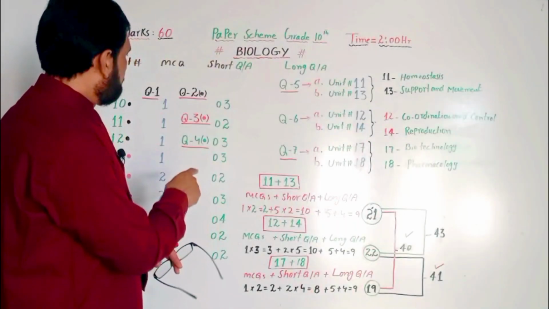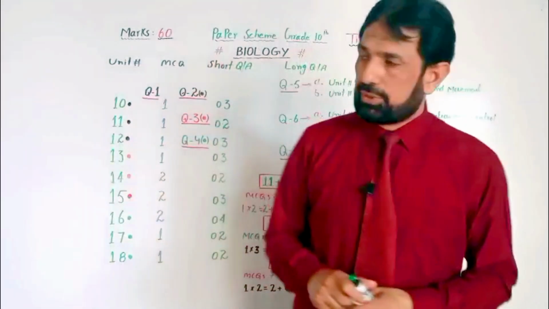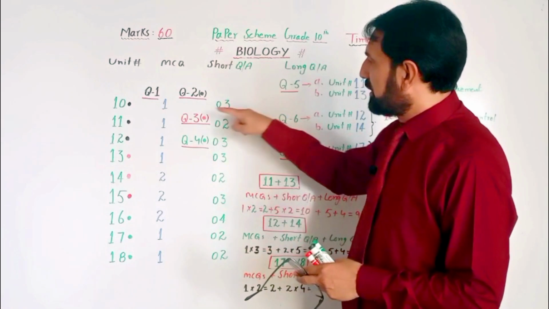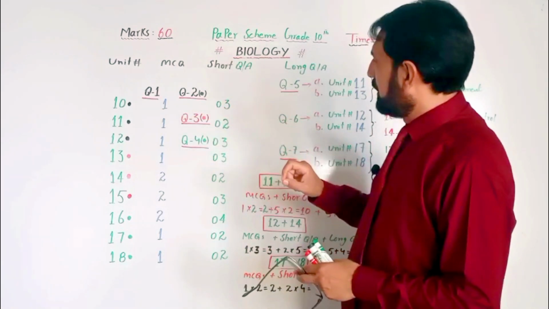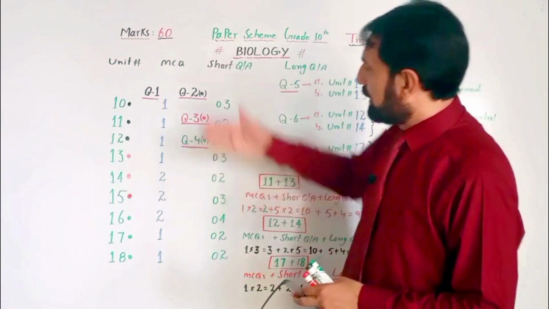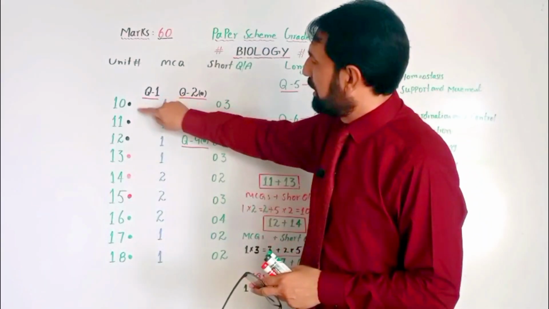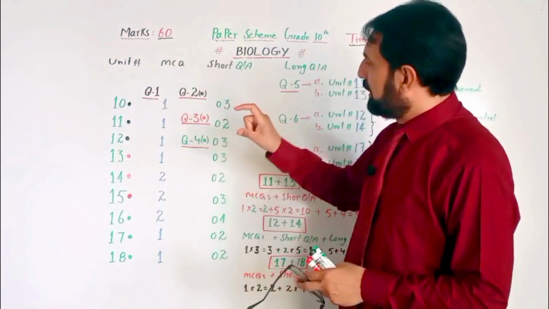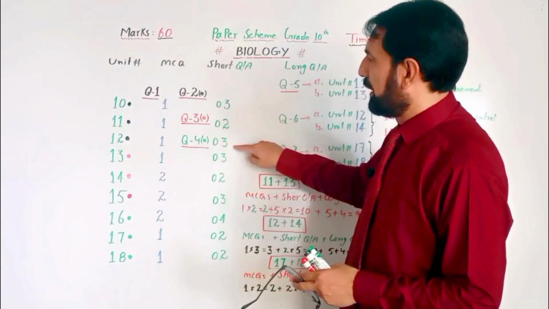Then we have the short questions. The short question scheme is very simple for biology. From chapter number 10, 3 short questions, chapter number 11, 2, chapter number 12, 3. And the combinations are also very simple, consecutive combinations. The first short question will consist of chapter number 10, 11 and 12, the black dots. From these chapters, 3 from 10, 2 from 11, 3 from 12.